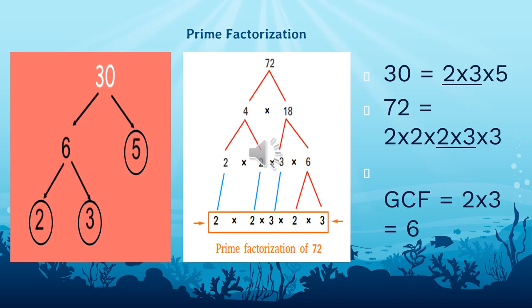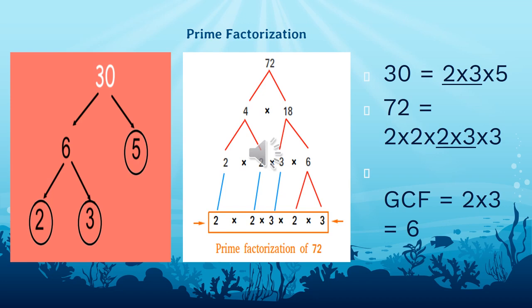Moving on to 72, we decompose 72 into 4 and 18, and for 4 we factor it out into 2 and 2, which are both prime factors, and for 18 we have 3 and 6, and since 3 is already prime, we leave it as is, and then we factor out 6 into 2 and 3. So the prime factorization of 72 is 2 times 2 times 2 times 3 times 3.